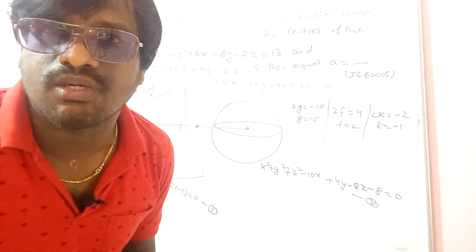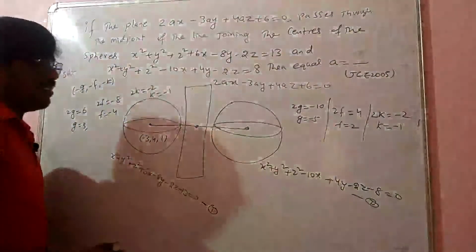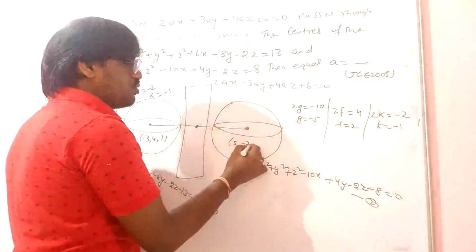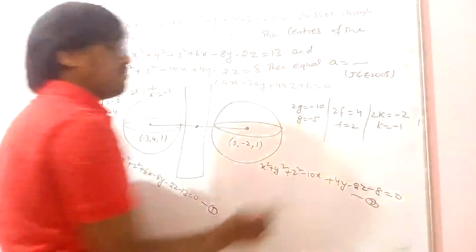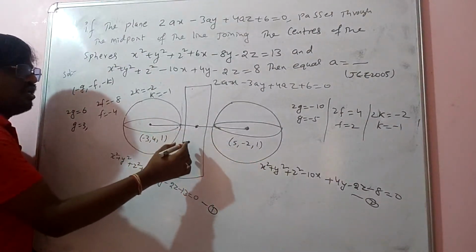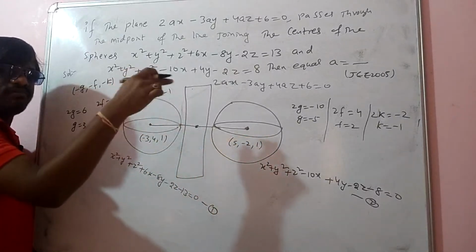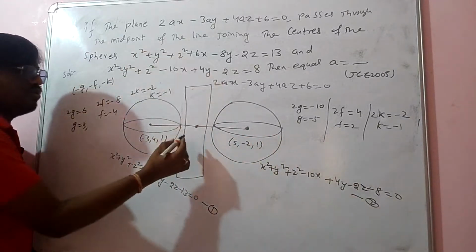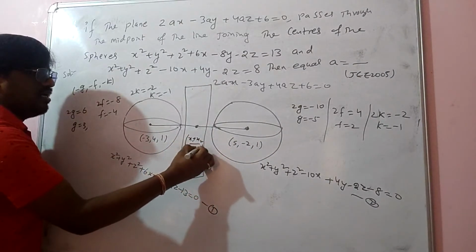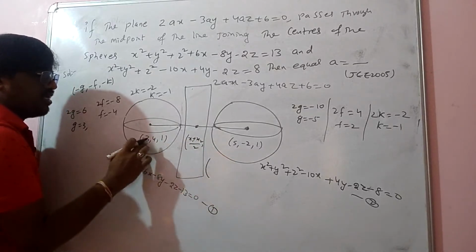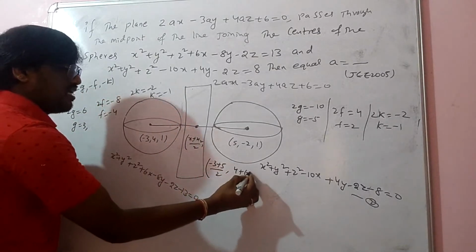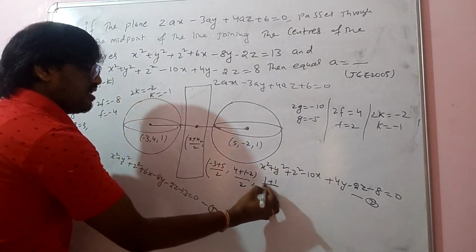So what I am going to get here, this center is 5 comma minus 2 comma 1. The midpoint of these two will be x1 plus x2 by 2 comma y1 plus y2 by 2 comma z1 plus z2 by 2. This formula is to be applied. So minus 3 plus 5 divided by 2, 4 plus minus 2 divided by 2, 1 plus 1 divided by 2.